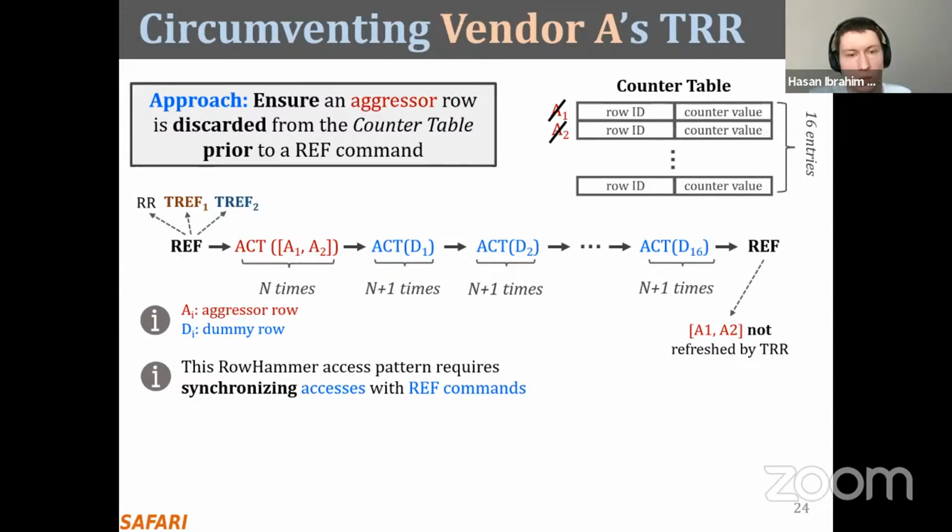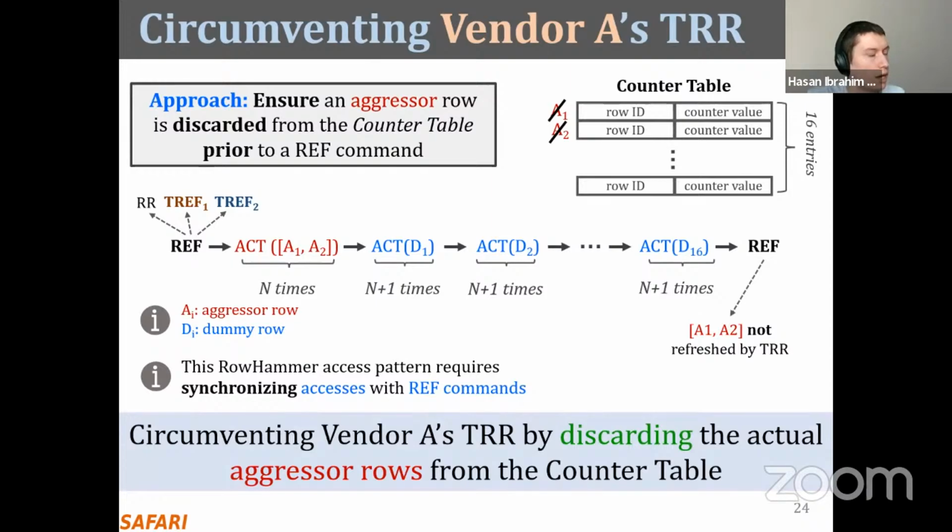So this is not a huge problem, even with a real system, although this is very easy to do with SoftMC. In a real system, it is very easy to figure out when the memory controller issues refresh commands, because when the memory controller performs a refresh, the latency of the memory access slightly increases. This can be observed with a timing side channel, and prior work shows how this can be done even from the browser without any root privileges. Basically, circumventing vendor A's TRR by discarding the actual aggressor rows from the counter table is possible.